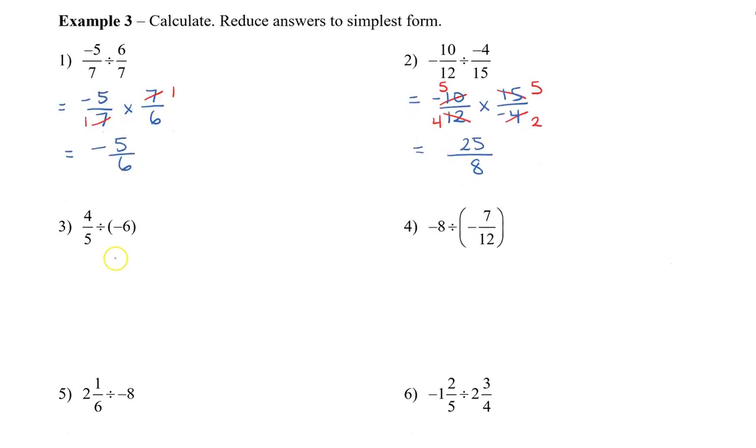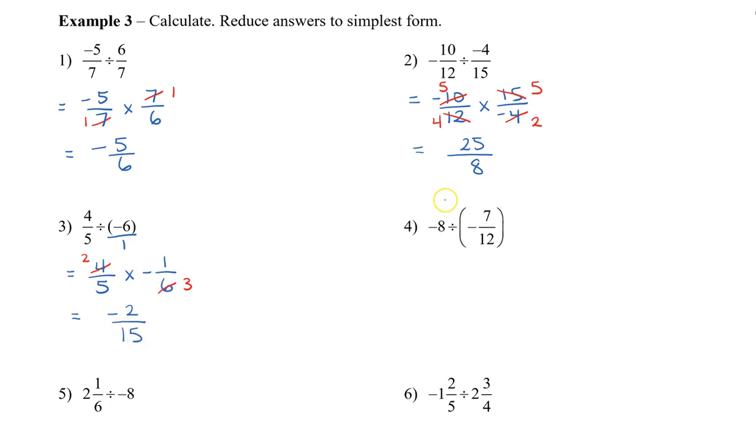All right, in our next example, we have 4/5 divided by a whole number. So let's help ourselves by placing the negative 6 over 1. So this is going to become 4/5, and we're going to multiply the reciprocal of negative 6, which is then going to be negative 1 over 6. And we can reduce. So 2 goes into both 4 and 6. So this reduces to 2 and 3. And then we're going to multiply 2 times negative 1, which is negative 2. And 5 times 3 is 15.